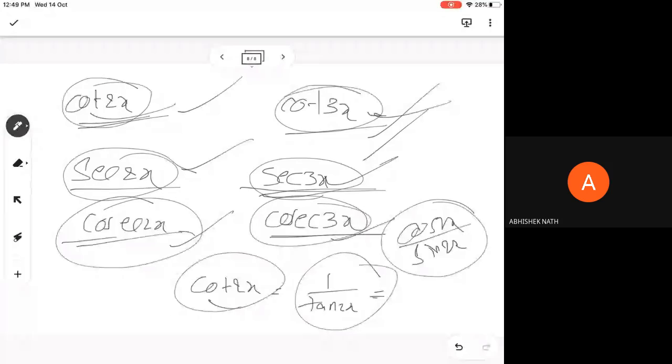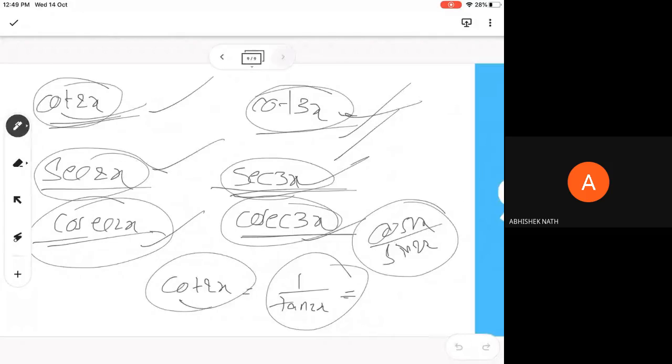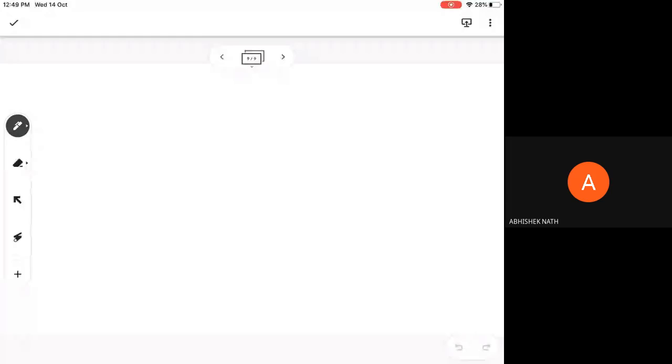Okay, so let us move to the next session, the sum of the angles. In the next session, the next thing is sin x plus sin y. Sin x plus y is different from sin x plus sin y. So this sum can be written as a product.